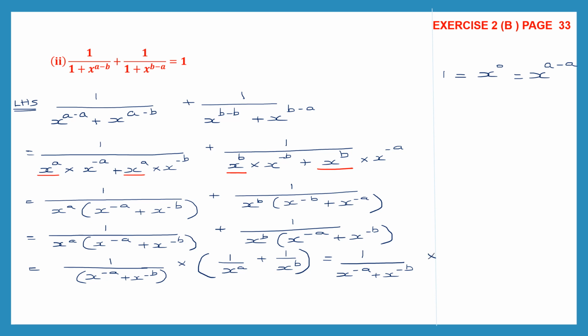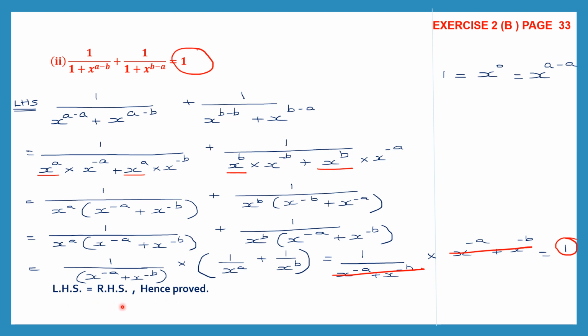So this becomes x to the power of minus a plus x to the power of minus b. Now can you see here, this is multiplication. Here we have x to the power of minus a plus x to the power of minus b into x to the power of minus a into x to the power of minus b. These two can be cancelled. So this and this can be cancelled. And what do we have left? We have 1 left. That means on the left hand side we have 1 as our answer, and on the right hand side also we have been given 1. That means left hand side is equal to the right hand side, and we have proved it.